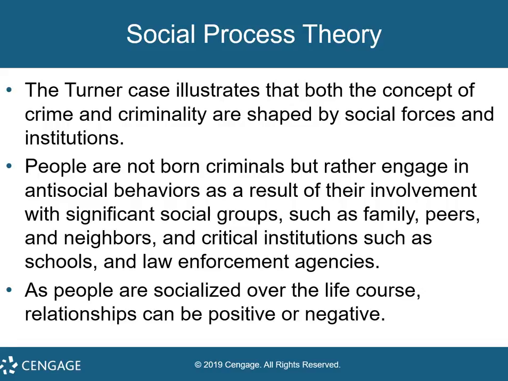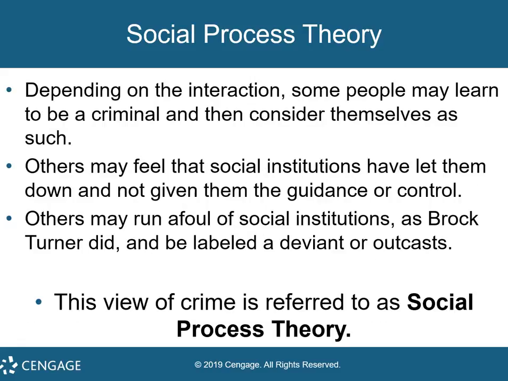We already said it, but the Turner case does illustrate the concept of crime and criminality and how it can be shaped by these social forces. We know that people are socialized over the life course, and that relationships, of course, can be positive or negative. Depending on the interaction, some people may learn to become criminal and then consider themselves to be like that. Others may feel that social institutions have let them down and not given them the guidance or the control that they need. Others may just run afoul of social institutions, as Brock Turner did, and be labeled a deviant or outcast. And this view of crime is referred to as the social process theory.